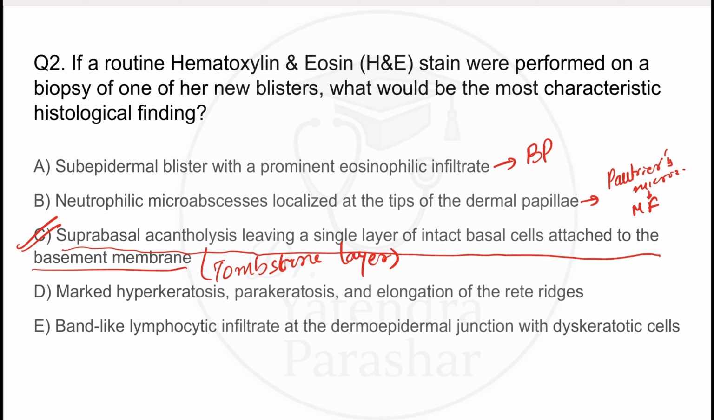Option D, marked hyperkeratosis, parakeratosis, and elongation of rete ridges. This is the characteristic feature of psoriasis. Option E, band-like lymphocytic infiltrate at the dermoepidermal junction with dyskeratotic cells. This is the characteristic feature of lichen planus. So option C is the correct option.